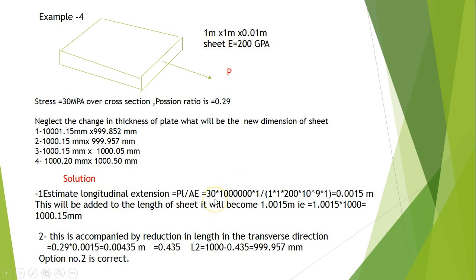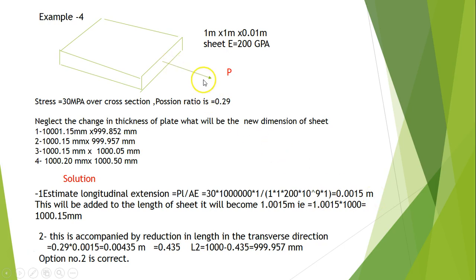We put the stress here, which is 30 multiplied by 10 to the power of 6, and the L is 1 meter, this length, divided by, here we don't have the area because F over A is the stress, so we divide directly by the E, which is 200 multiplied by 10 to the power of 9, which will give us 0.0015 meter.